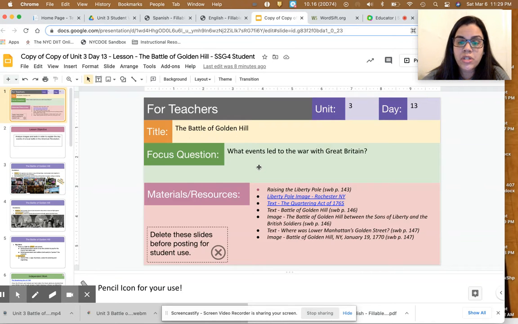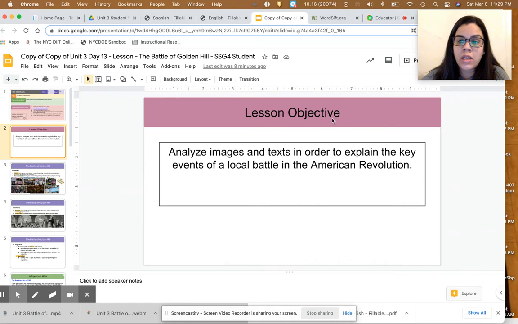And our focus question is, what events led to the war with Great Britain? Our lesson objective for today is to analyze images and text. Today will be more text in order to explain the key events of a local battle in the American Revolution.